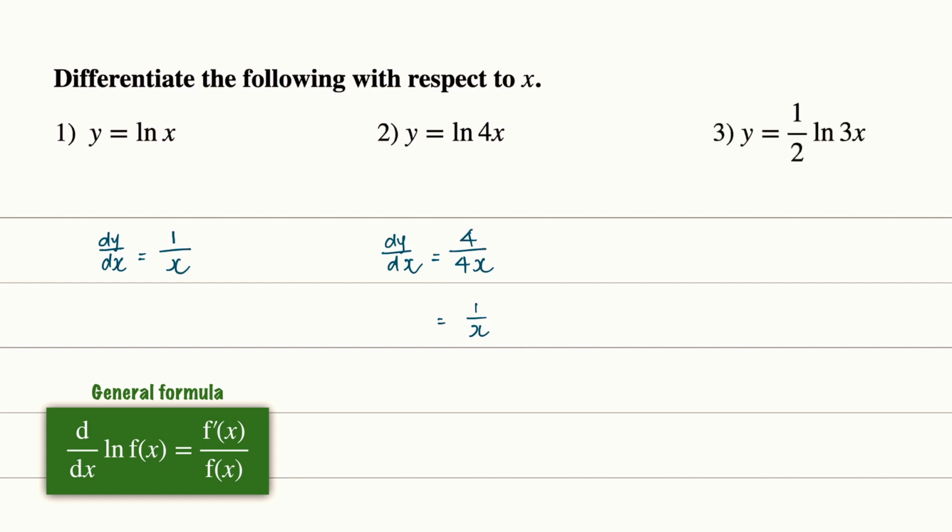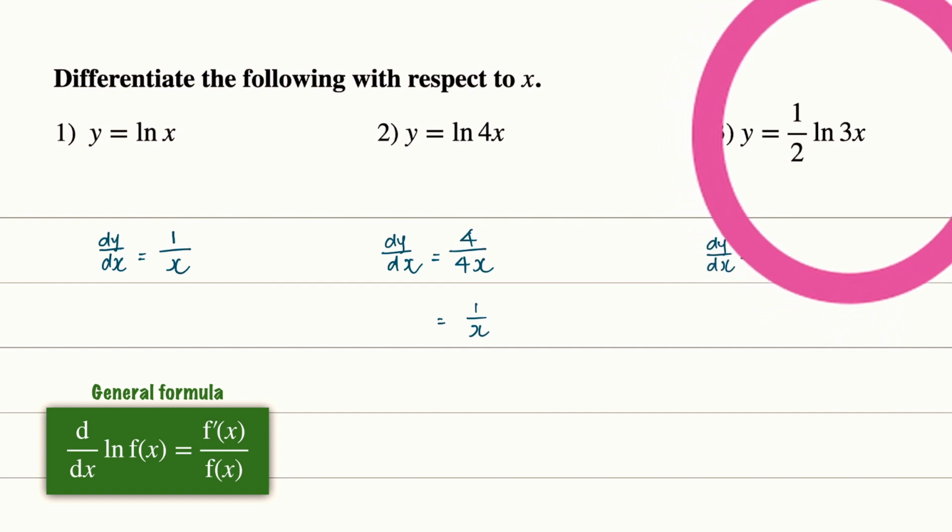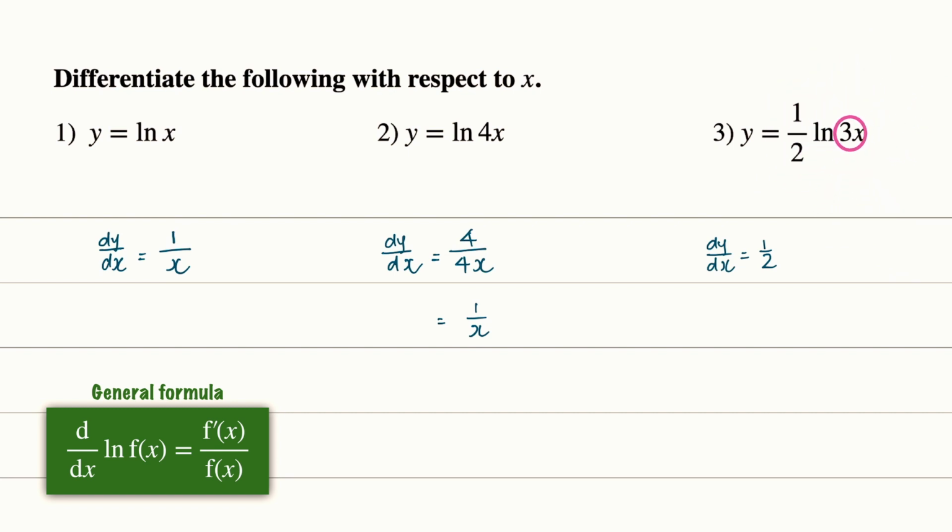y equals half ln 3x. So let's put dy/dx to indicate that we are differentiating y with respect to x. If you see a coefficient, which is a half in this case, in front of the ln, simply write down half first, and then differentiate the expression after the ln, which is 3, divided by the original expression, which is 3x. Simplifying further, we will then have 1 over 2x.